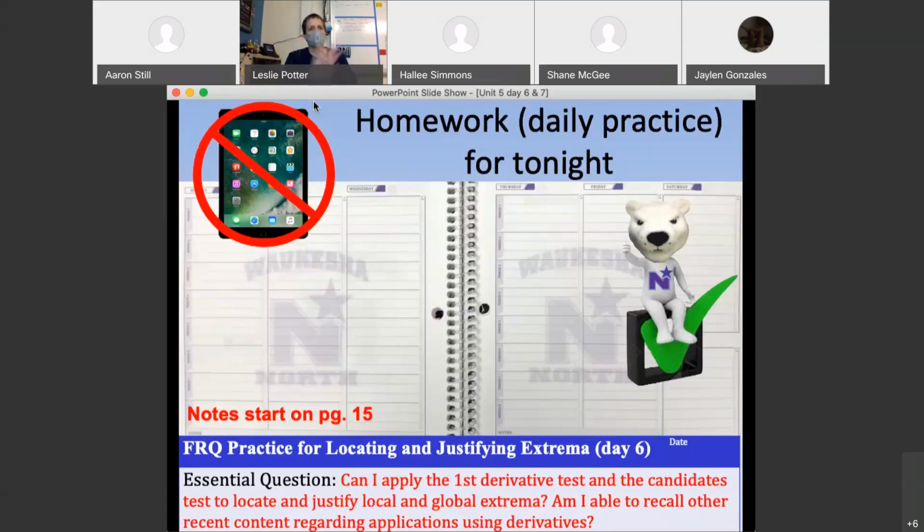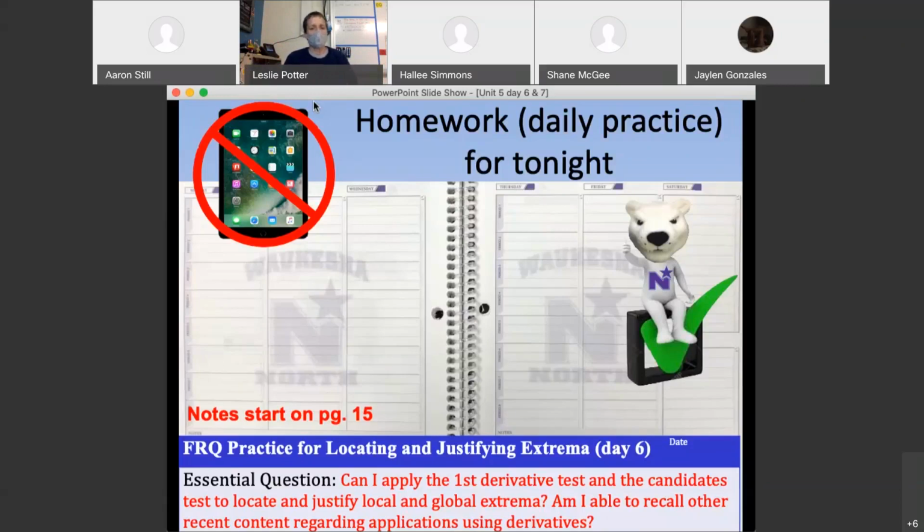So twofold. Find the critical points: hills, valleys, cusps, corners. Those are the critical points we want. And then do our number line and make sure we have that sign change in our derivative. It's all working with the derivative.